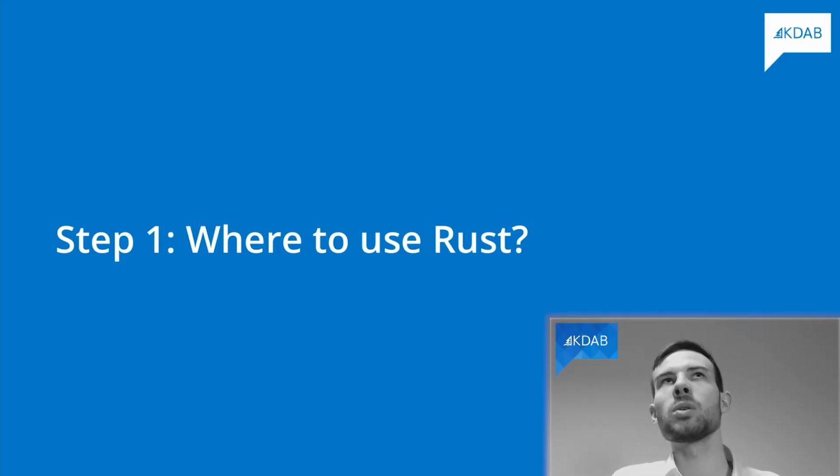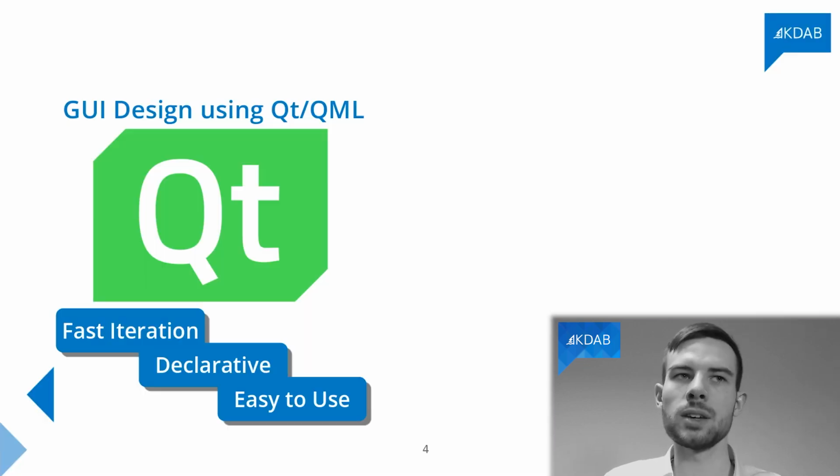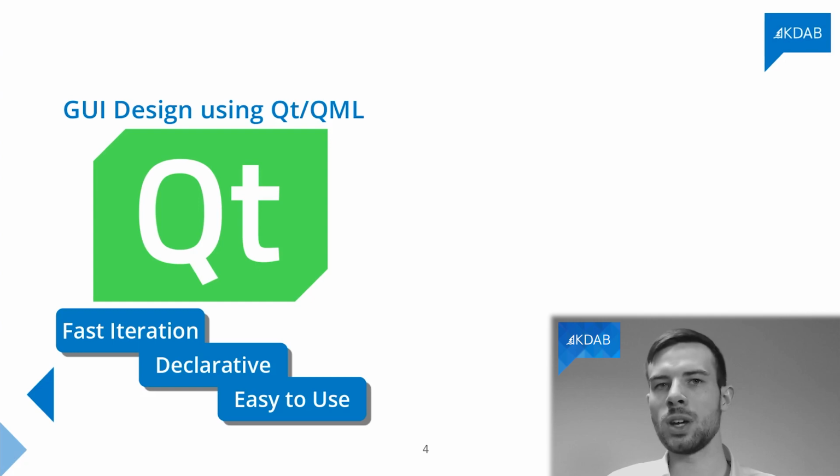But now that we know that we want to use Rust, where do we actually want to use it? Because we always want to use the right tool for the right job, right? So in my opinion, I think we should actually stick with Qt and especially with QML for the design of our GUI, especially because it has just this very fast iteration. It's very declarative and very easy to use. And we don't really want to lose that, right?